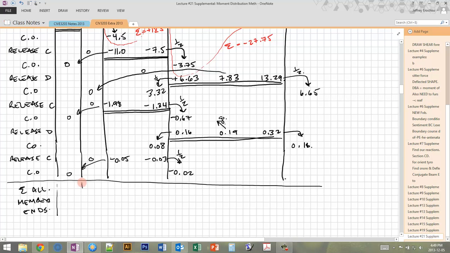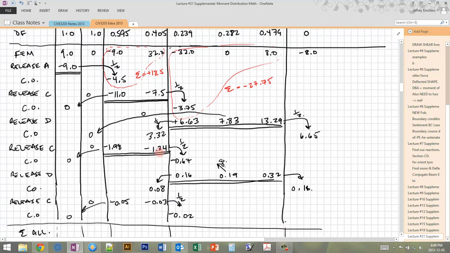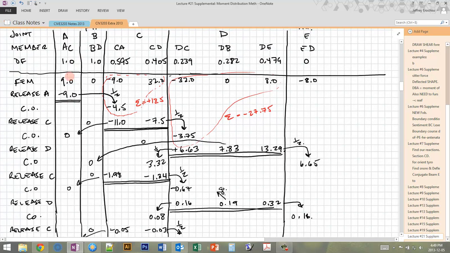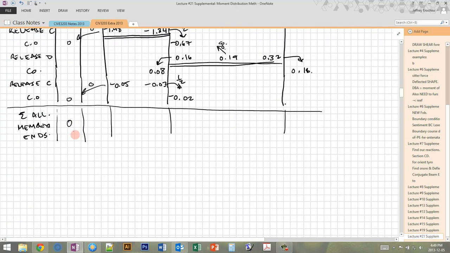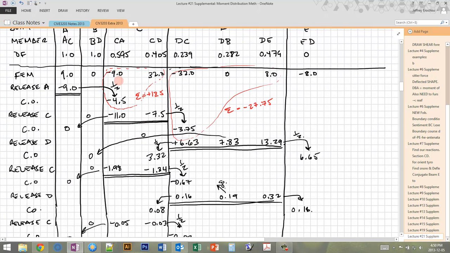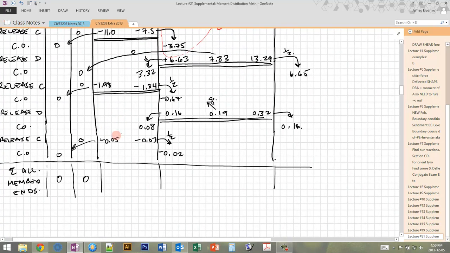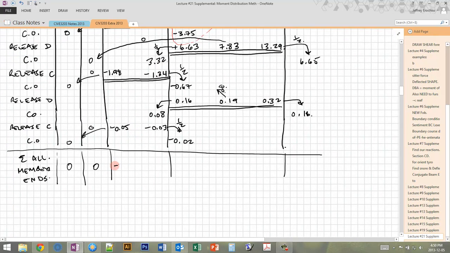And so for this one, okay, I'll just draw these lines down. For joint A, I get 9 minus 9. That's going to be equal to 0, which makes total sense because we know that A is a pin. So the moment actually has to be equal to 0. Same thing happens with B. Now here I'm going to add up negative 9, negative 4.5, negative 11, negative 1.98, negative 0.05, and the total I get is negative 26.5.